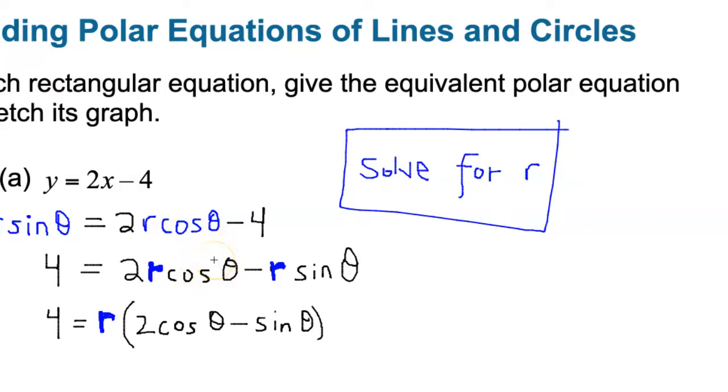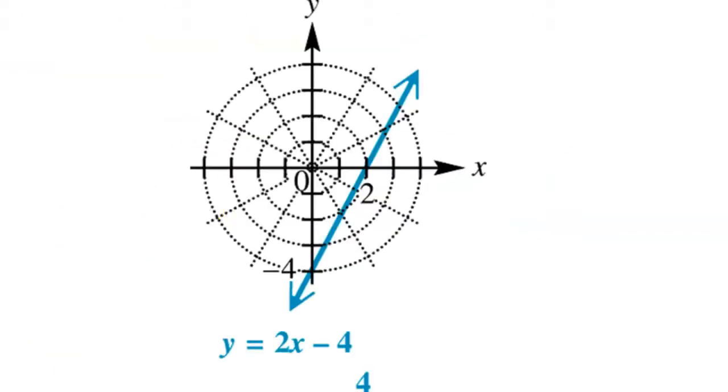Then we want to factor out the r. This is just a simple case of solving for a specified variable. And then we want to divide both sides by whatever number or expression is in front of the r. The coefficient of r is 2 cosine theta minus sine theta. So that means that my final result is r is equal to 4 divided by 2 cosine theta minus sine theta. It looks complicated, but the procedure is not that bad. Okay, great.